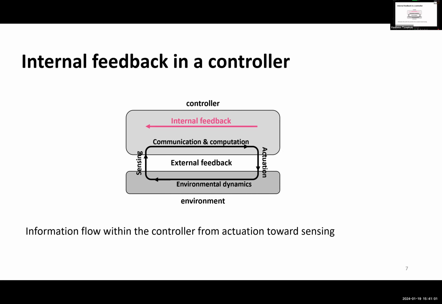Internal feedback is information flow that goes the opposite way of what we might think to be useful, right? We're using sensory information to inform movement. You see something, you run away from it, something like that, right? But internal feedback is going the other way. Your movement is informing or doing something with your sensory information.